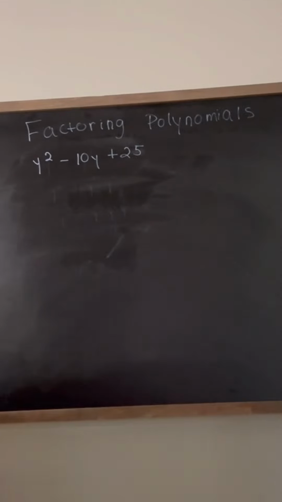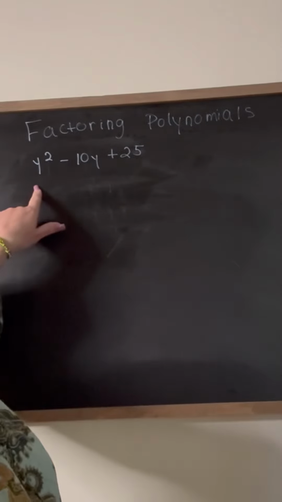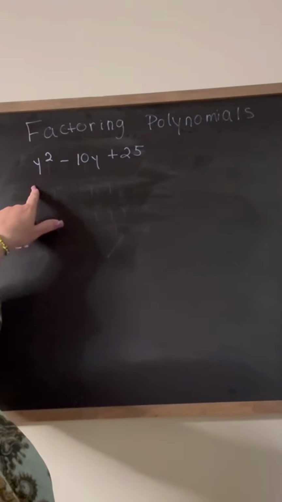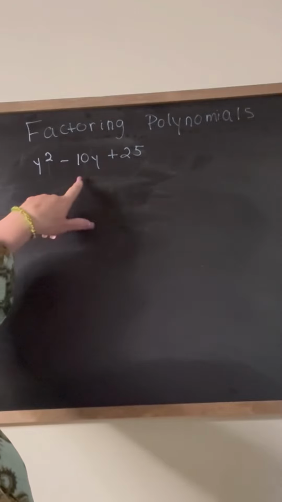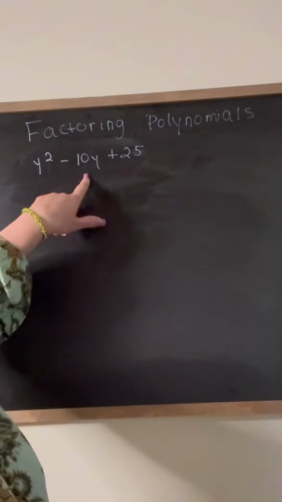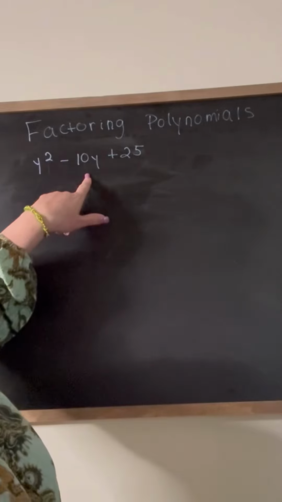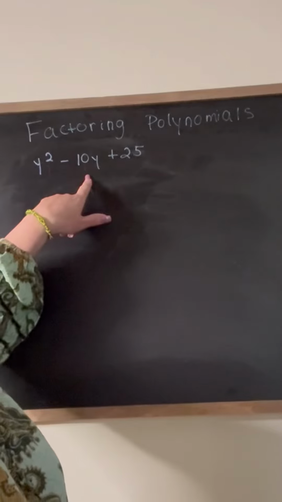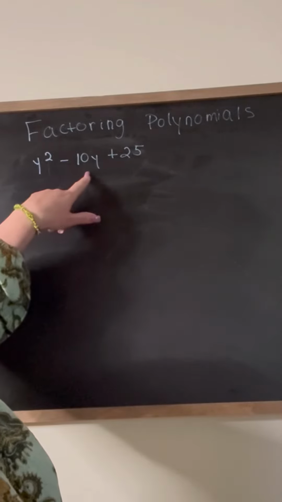So how can we factor this? Well, we know that y squared is going to be two y's, that whenever you multiply them together, it's going to be y squared. For the one in the middle, we want to do an operation of addition or subtraction. So we want to look at the factors of 10 that whenever you add them together become negative 10.